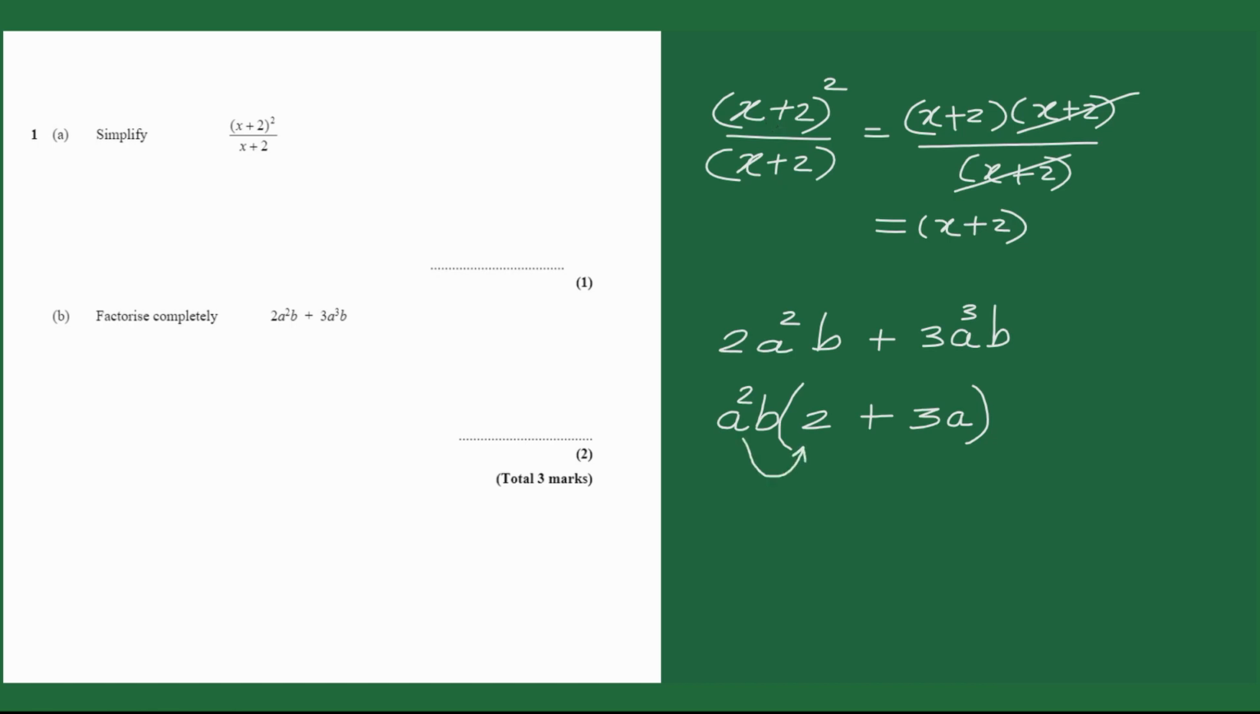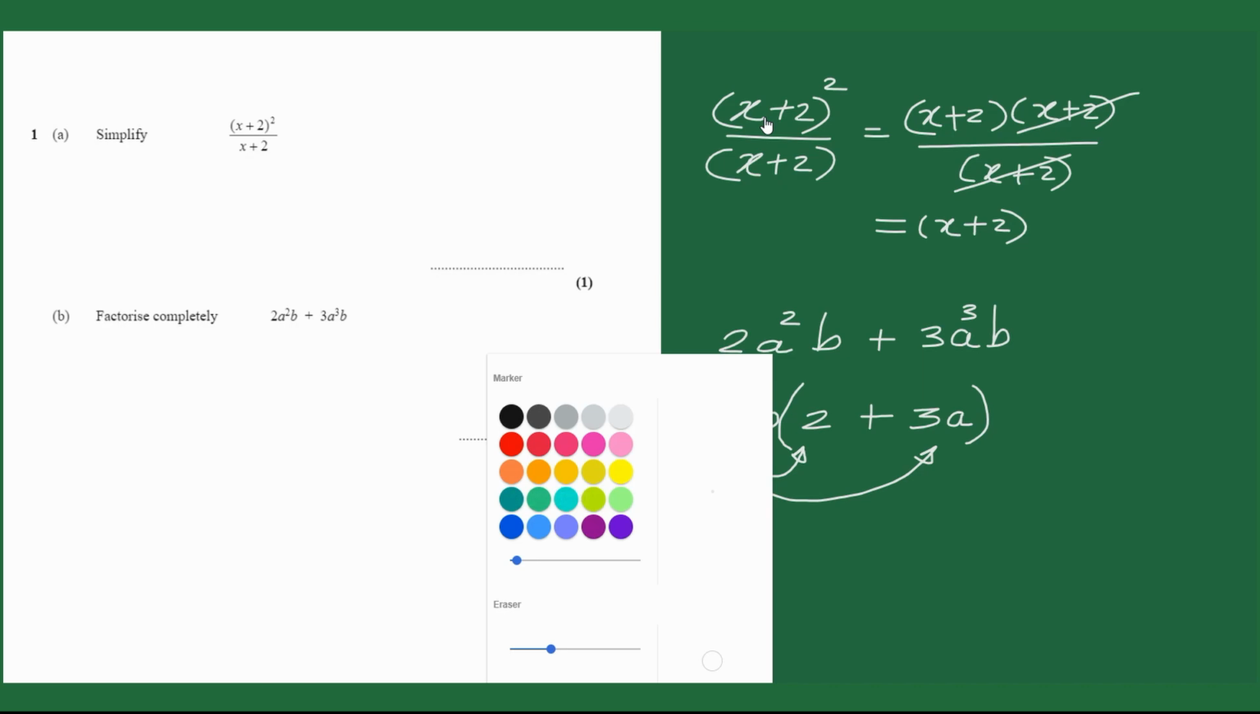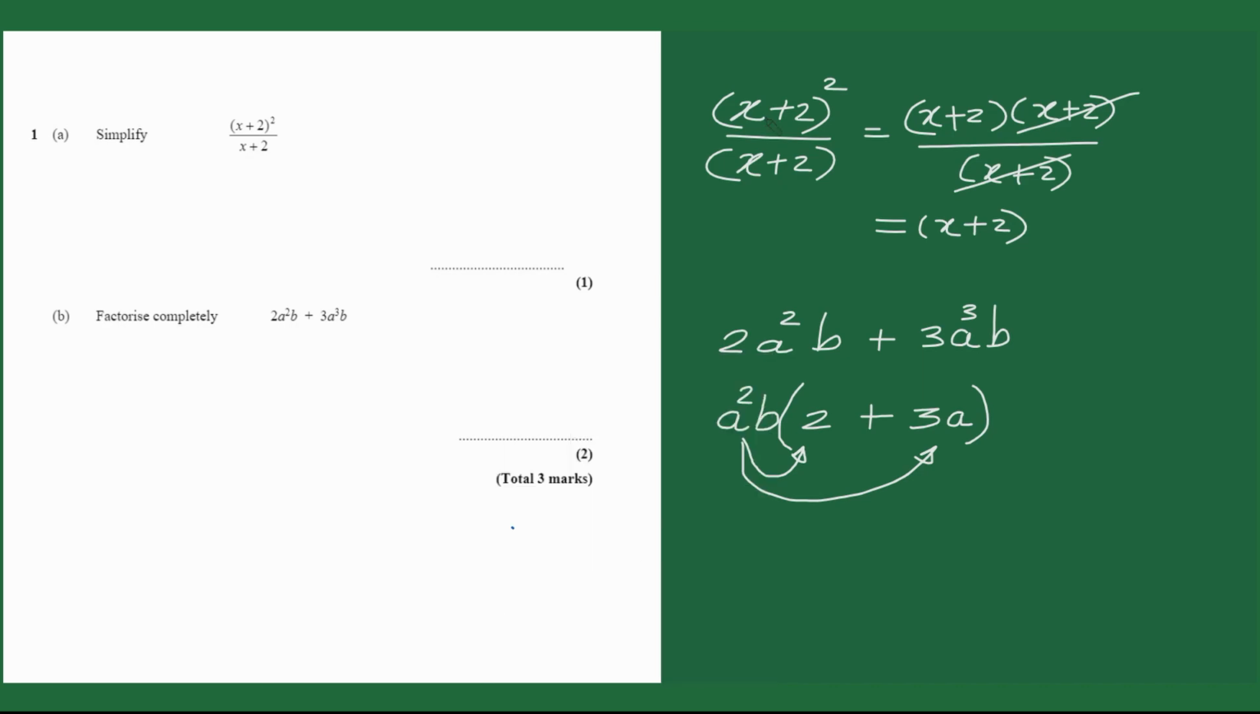You can check the answer by expanding the bracket again and see whether the question is coming. So a squared b times 2 is 2a squared b, which is correct. a squared b times 3a is 3a cubed b. So let me write that in the question. Question number 1a, we got the answer x plus 2, and the second part is a squared b, 2 plus 3a. That is our final answer, and the working is next to it.